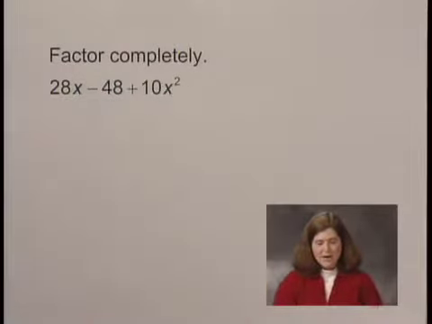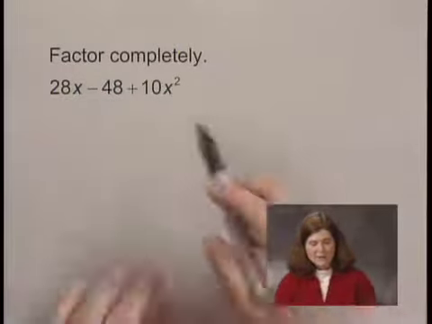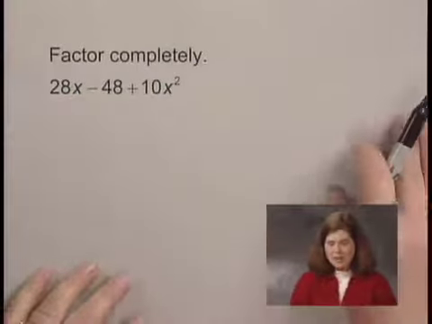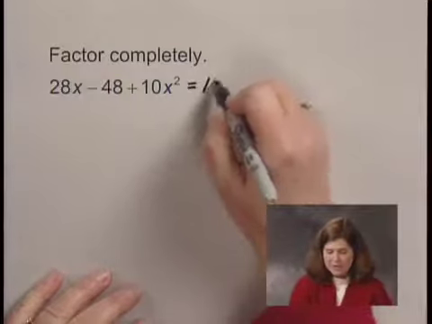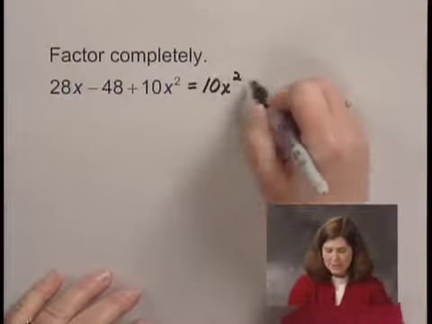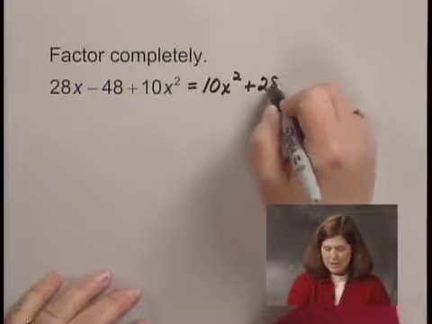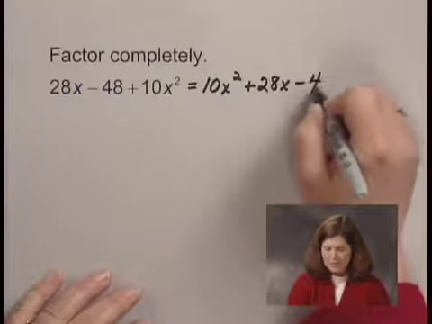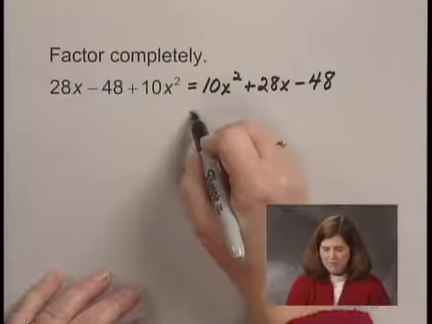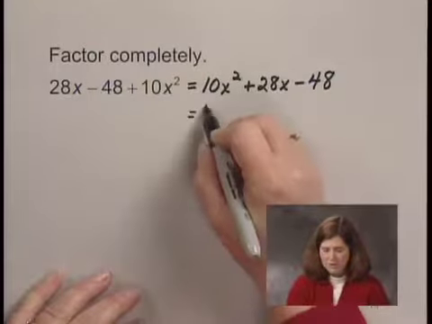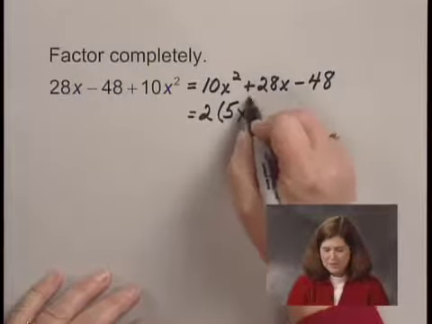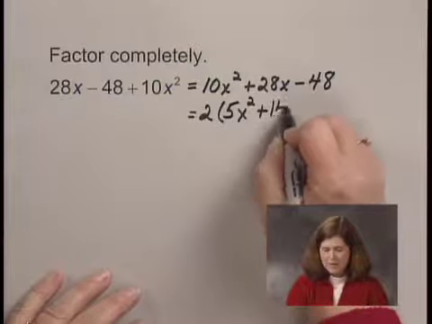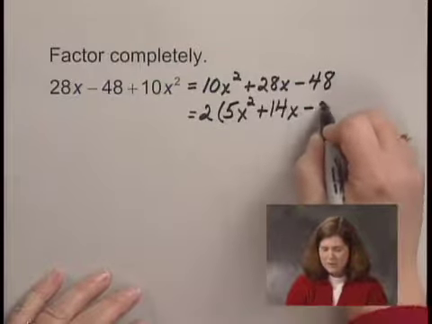Before I factor it out, I'm going to rewrite this in descending order of powers of x so that I can recognize any other patterns. So I'll rewrite this as 10x squared plus 28x minus 48, and then I'll factor out the common factor of 2. I have 2 times 5x squared plus 14x minus 24.